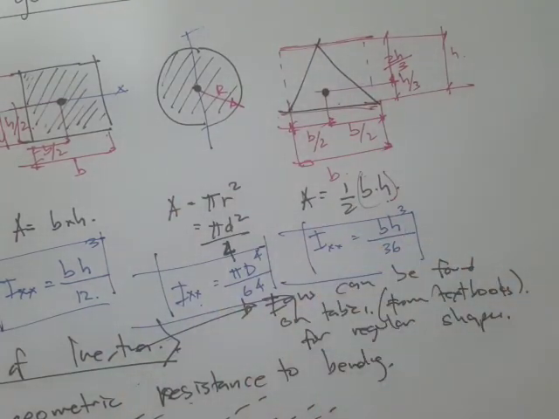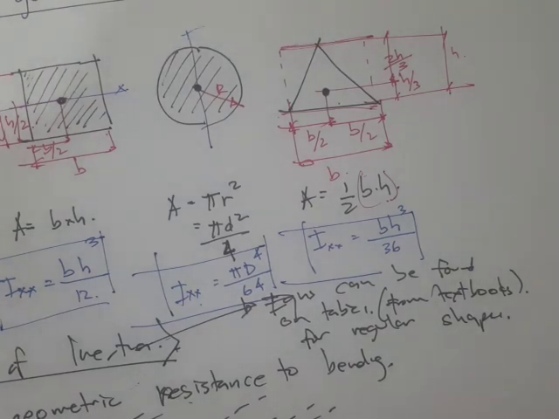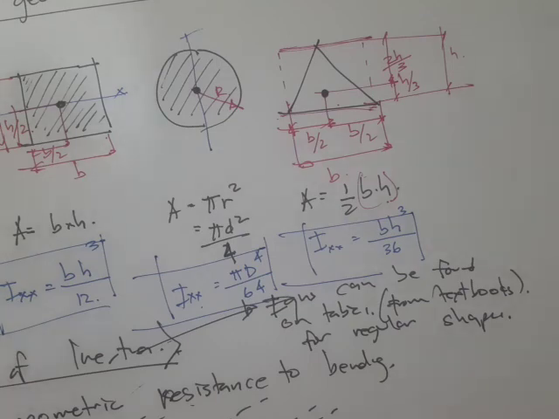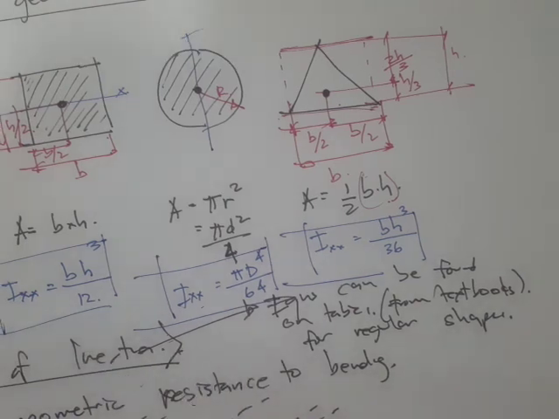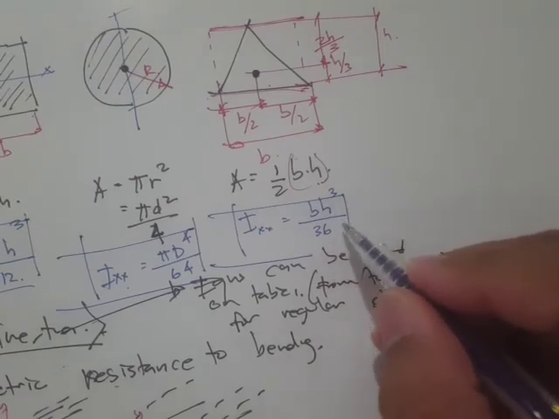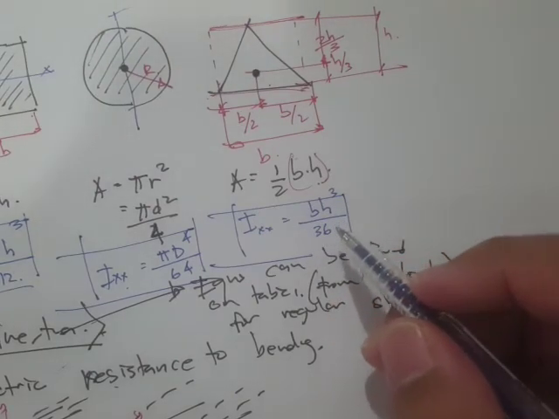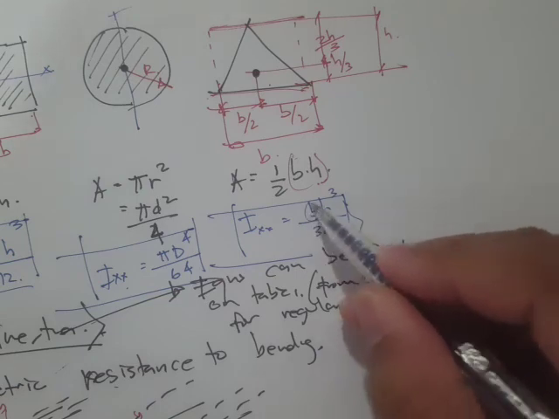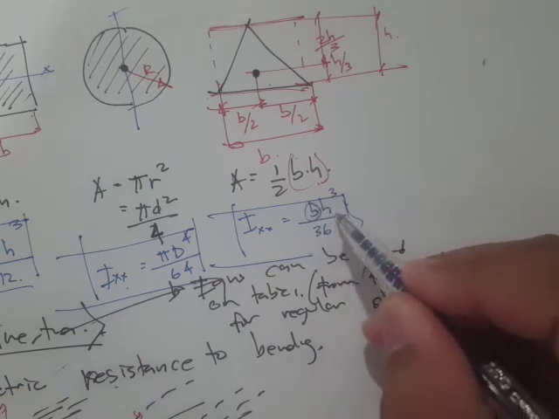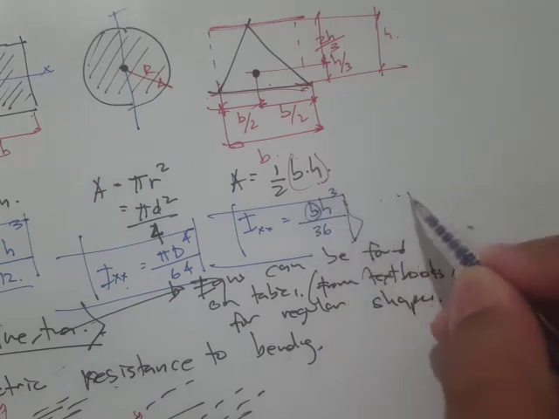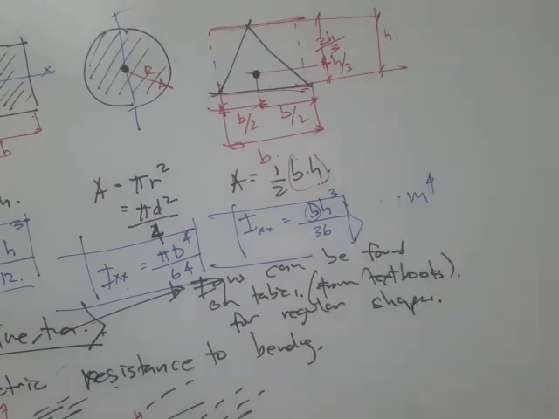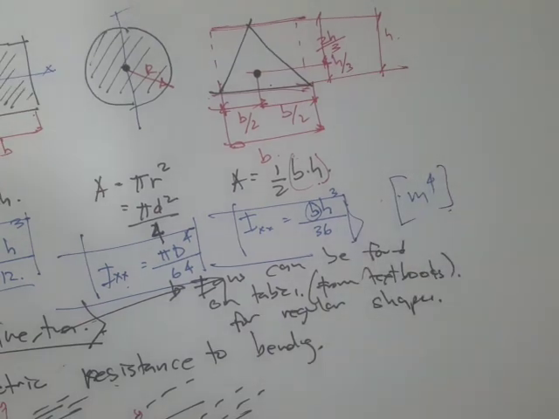Now for other irregular shapes, like an ellipse, you can just refer to the tables, or if it's in the exam, then I can just give you the equation for the moment of inertia. Now let's check the units of the moment of inertia. This is length, so meter, then meter cubed, which means that the unit is meter to the fourth.